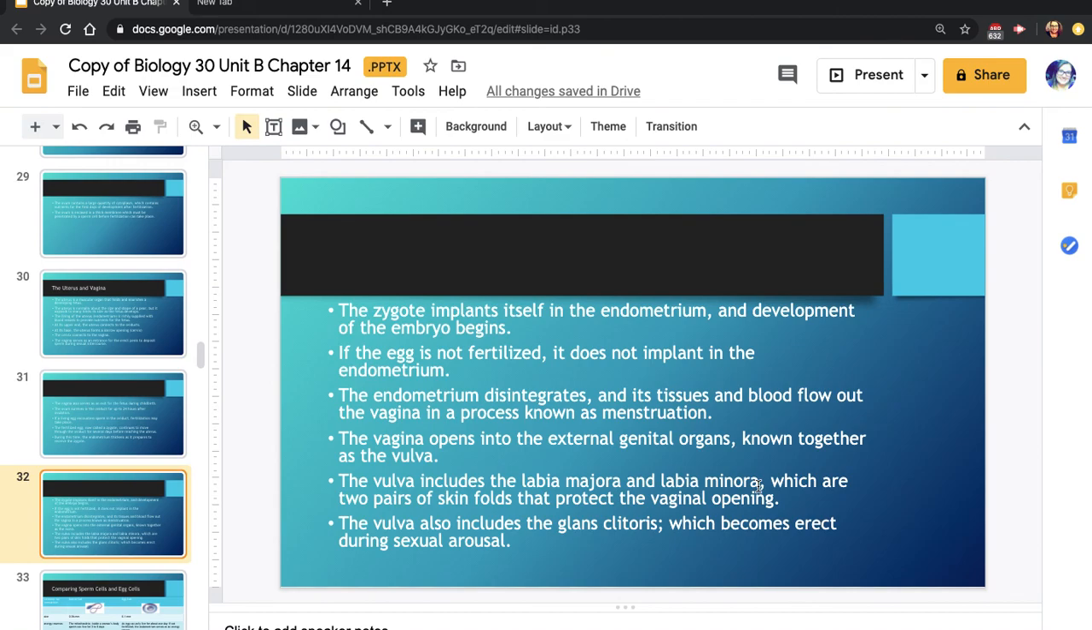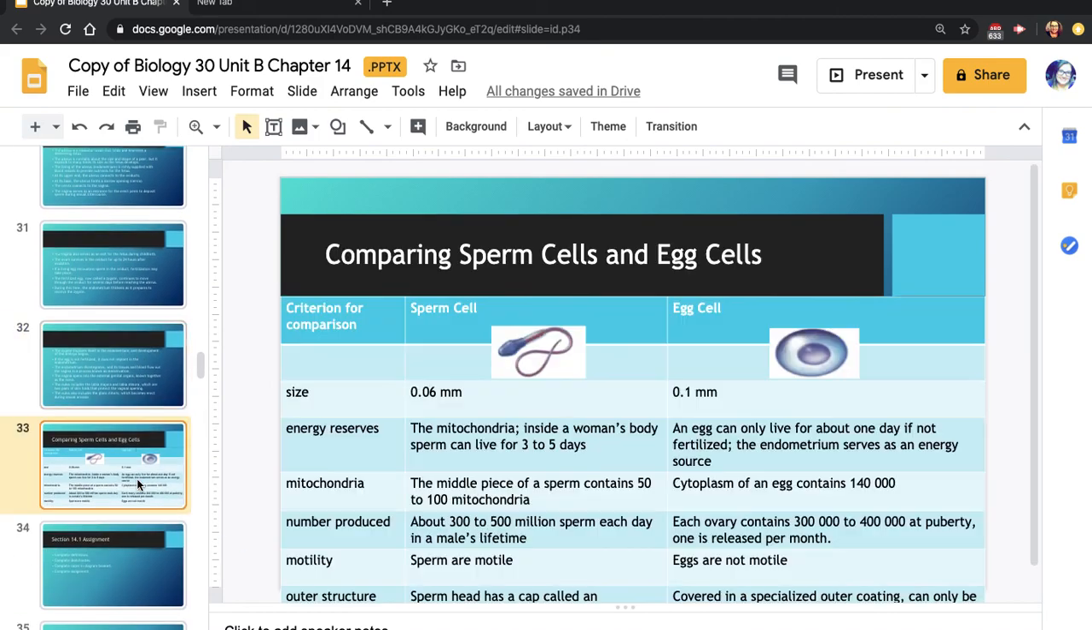And then the vulva also includes the glans clitoris, which becomes erect during sexual arousal. So just like a male who has that blood flow to the penis, in which the veins shut down so that the blood continues to pool there, that's what happens to a female during arousal as well. Just as with a penis, the clitoris is the part that keeps that blood flow to it for sexual arousal.